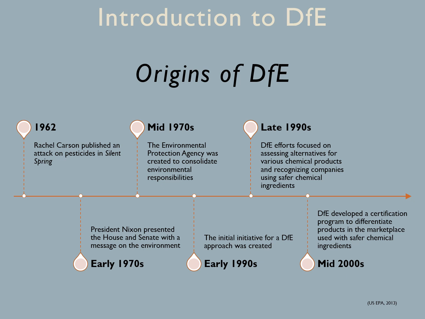In the late 1990s, design for environment efforts focused on assessing alternatives for various chemical products and positively recognizing companies using safer chemical ingredients. In the mid-2000s, Design for Environment developed a certification program to differentiate products in the marketplace used with safer chemical ingredients. And certified products are given a label to inform customers that they are certified with safer chemical ingredients.